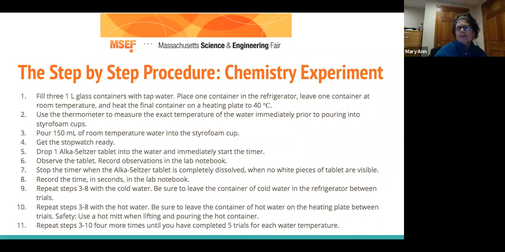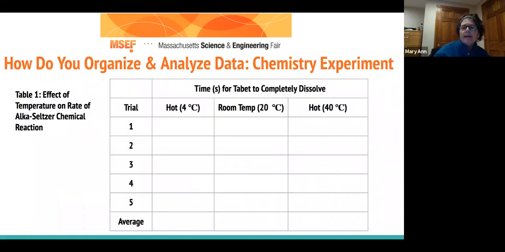for each water temperature. Honestly, I make my kids collect 100 pieces of data. So they're not doing this just 5 times each. They're going to do it 33 times each so that they get 99 data points, and then take the average. And that's why it's really important with an experiment like this.